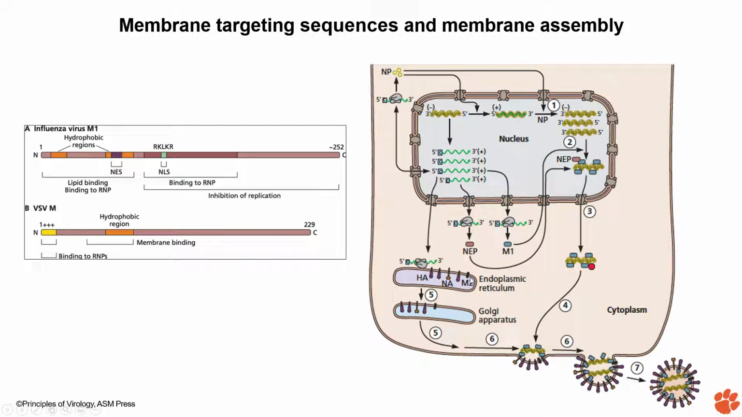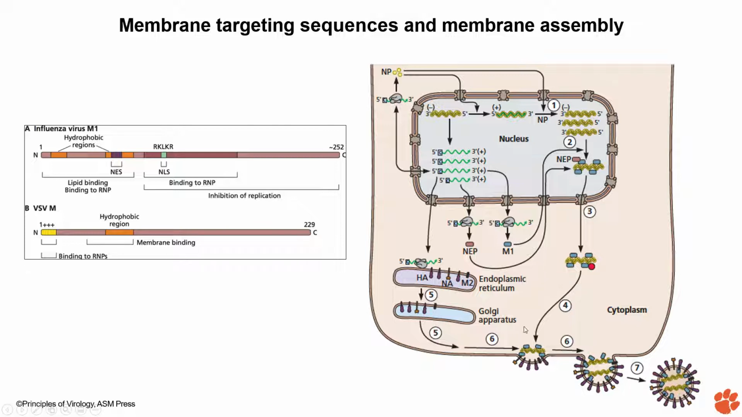So here we are looking at the membrane targeting sequence of the influenza M1 that we just saw, and also the VSV M. Look at this: this is a lipid binding domain, and this is binding to the RNP, and you have these hydrophobic regions. On the VSV, you have these positively charged amino acids binding to the RNP, because remember that your nucleic acid is negatively charged. That's why you have the plus signs in there. And right here you have the hydrophobic region. The hydrophobic region will interact with the membrane.